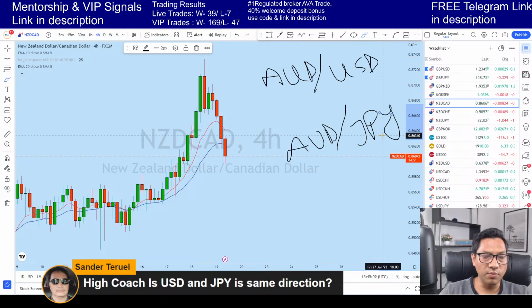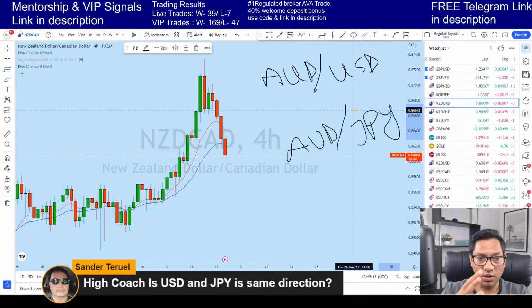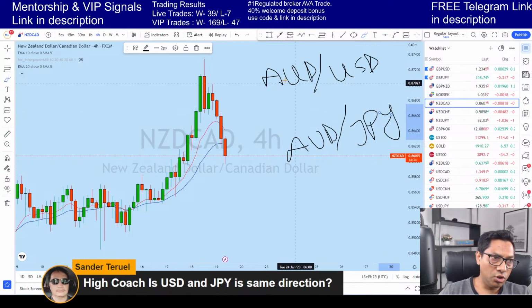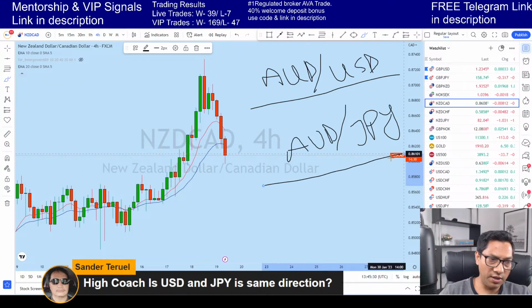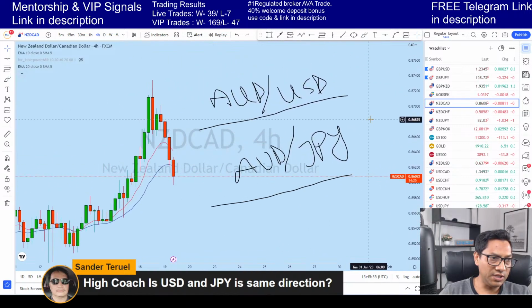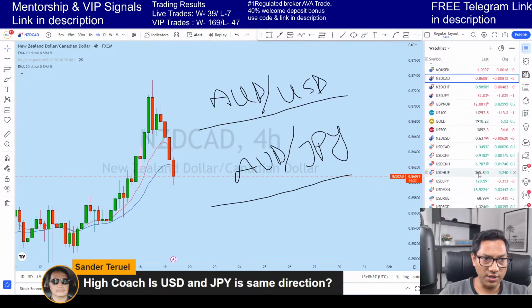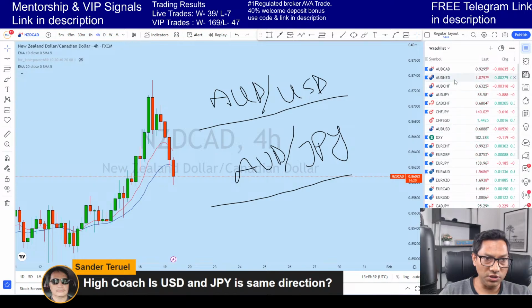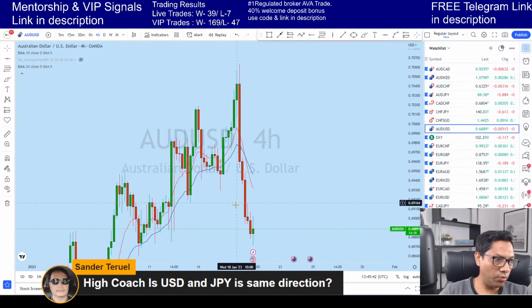This is where you understand which one is stronger or weaker in comparison with AUD only. You can't compare it with another instrument, and that is where you need to understand whether you should sell or buy AUD USD, or sell or buy AUD JPY. And this is what I look at when I see, let's say, AUD USD dropping, retracing.